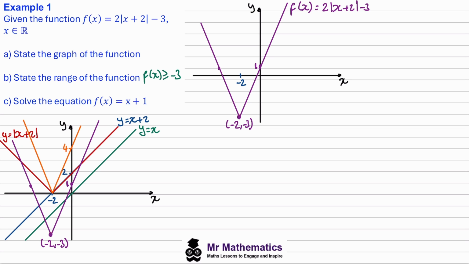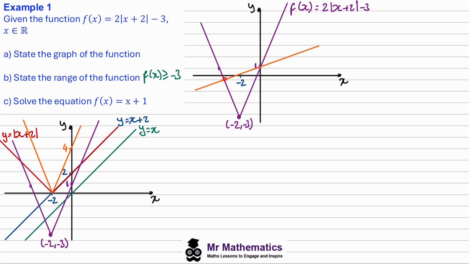And then for part C, solve the equation that f of x equals x plus 1. We know f of x has a gradient of positive or negative 2, and this gradient of 1 would be less steep. And this will also have an intercept of positive 1. So it would look something like this. And this will give us two solutions. One where we've got the positive case of the function, and one where we have a negative case of the function.